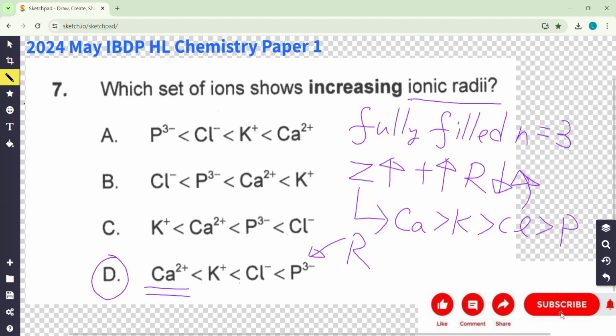Calcium has the largest number of protons, the largest positively charged nucleus, so the attractive force is stronger. So the ionic radius is smaller.